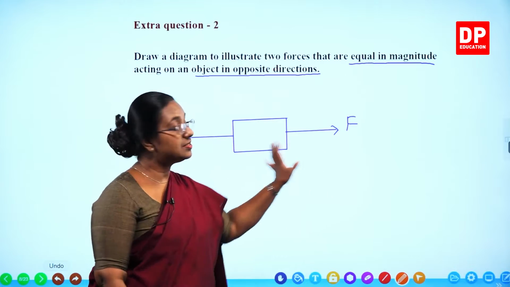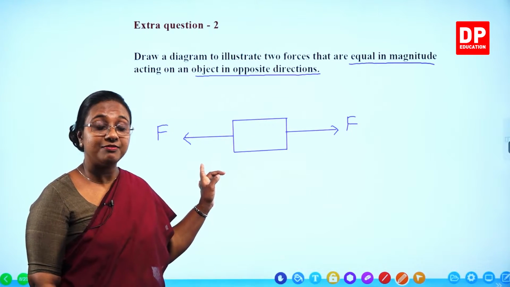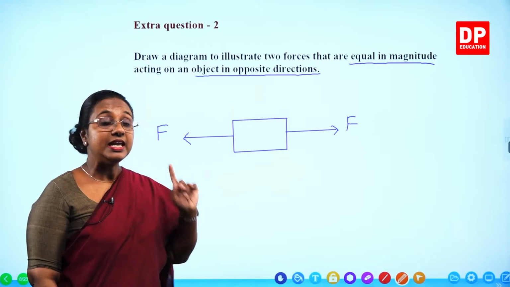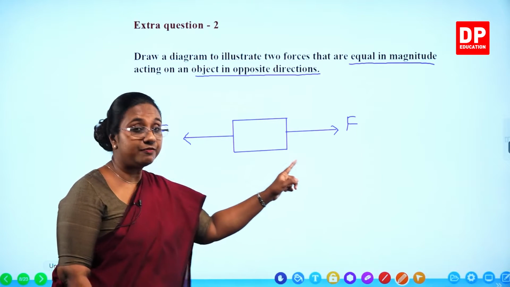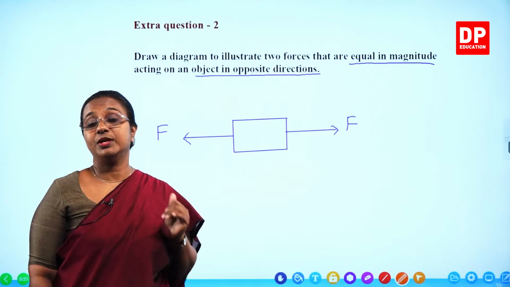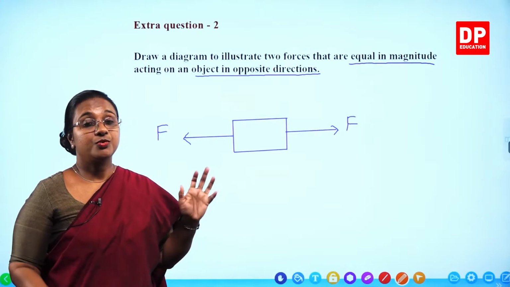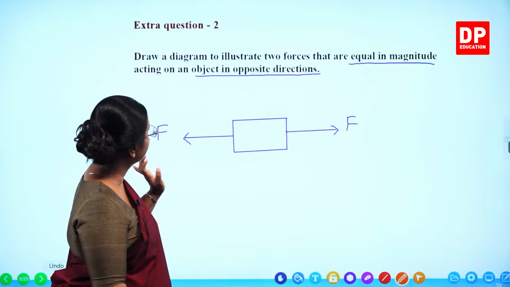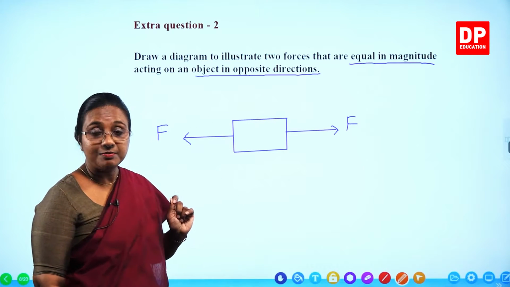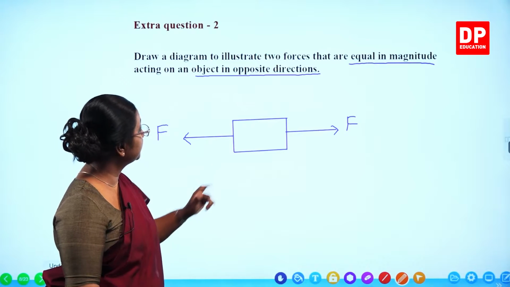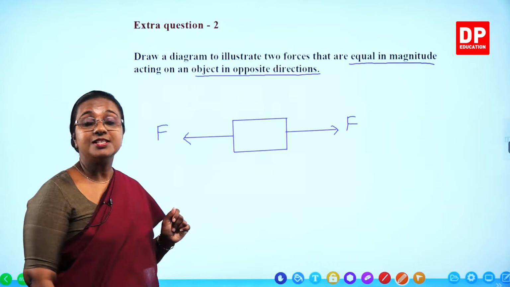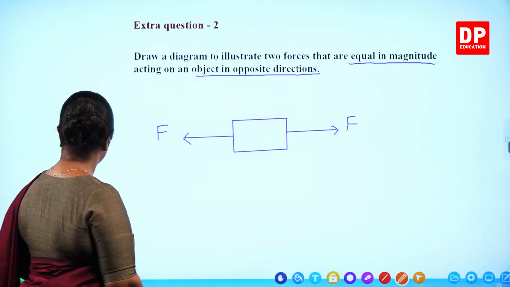So here, since we have used the same letter F, that indicates the two forces are equal in magnitude. Instead, if you write F1 and F2, then of course you have to show that F1 is equal to F2. So either way, the diagram will be correct. So we have illustrated two forces equal in magnitude acting on an object in opposite directions. So with that, students, I will move on to the next question.